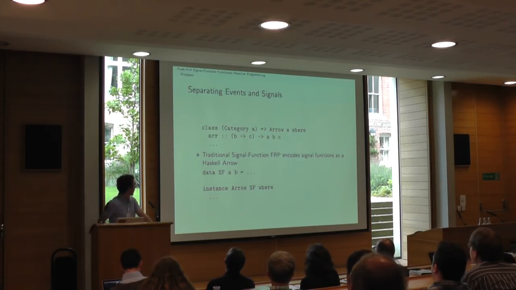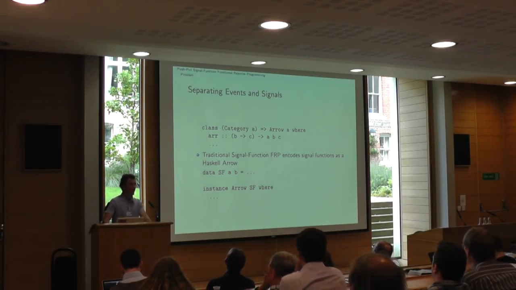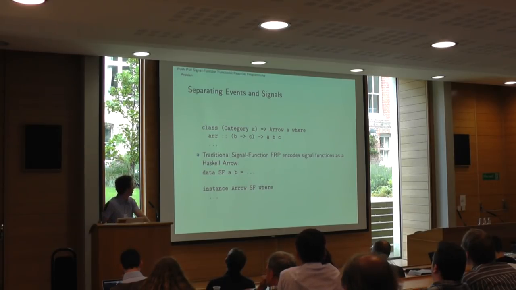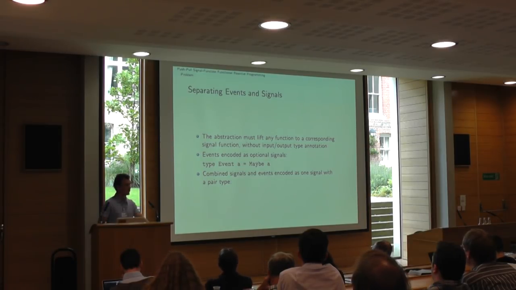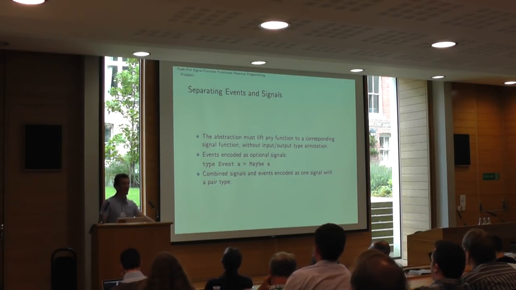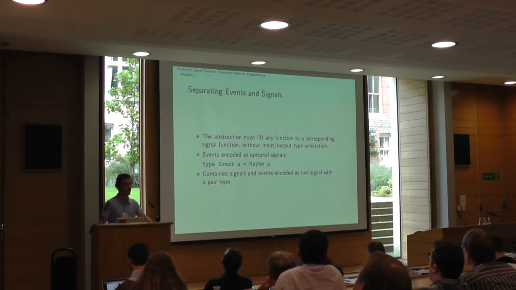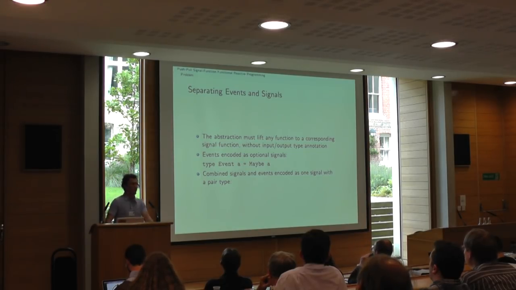So starting out, we generally encode signal functions as an arrow in Haskell. The result of this being that any function we have to lift directly to a signal function. We don't have the option in our abstraction of forcing you to lift it to a particular type of signal function. You have to lift any function directly to a signal function without any annotation on the input or output types. What this means in practice is that we encode combinations of signals and events with pairs, and we encode events just as an option type.